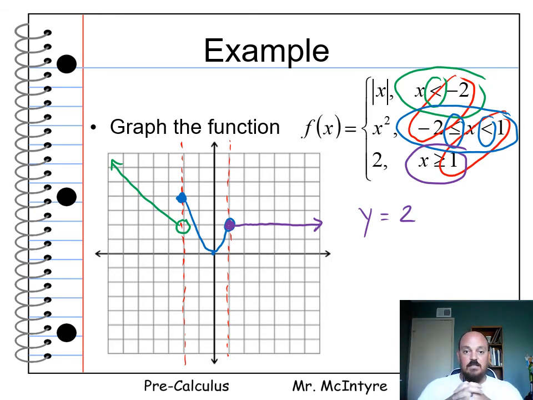So this is our final answer. The green one was the absolute value one. The blue one is x squared. The purple one is y equals 2. It's called a constant function. The three together are our piecewise function. So that's a quick review for you guys on how to work with piecewise functions, and we focused on how to graph them.